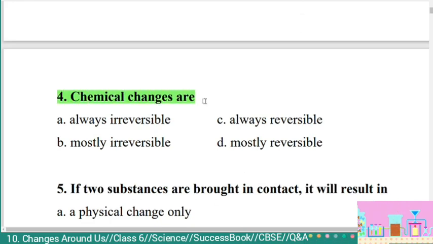Fourth question, chemical changes are option A. Always irreversible. B. Mostly irreversible. C. Always reversible. D. Mostly reversible. Here the correct answer is option B, that is mostly irreversible. Chemical changes are mostly irreversible.